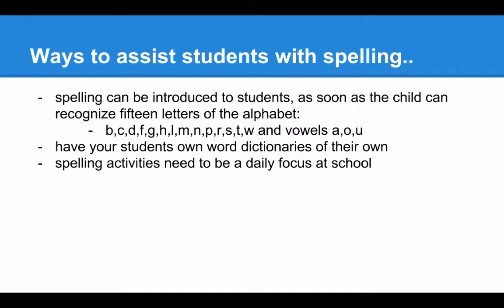Ways to assist students with spelling. So spelling can be introduced to students as soon as a student can recognize 15 basic letters of the alphabet. That would be B, C, D, F, G, H, L, M, N, P, R, S, T, W, and the following vowels of A, O, and U. You want your students to have their own word dictionaries, and spelling activities need to be a daily focus.